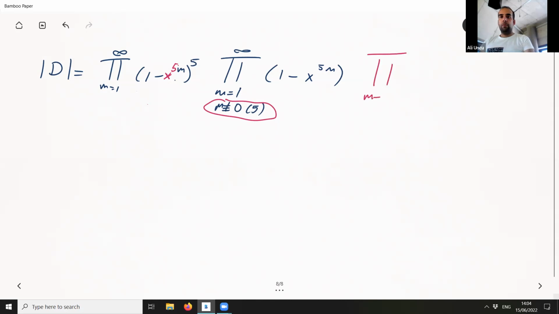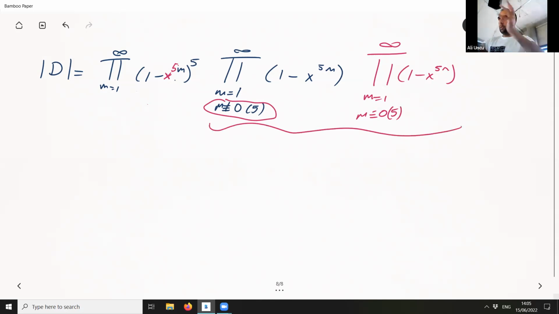So the product for m from 1 to infinity of 1 minus x to the 5m, where m is 0 modulo 5. This is what I want to add so that this guy becomes a whole. I can drop these conditions. But for that, I need to also divide by the same thing. So I need to divide by the product with m from 1 and m congruent to 0 modulo 5, of 1 minus x to the 5m. Is that okay?